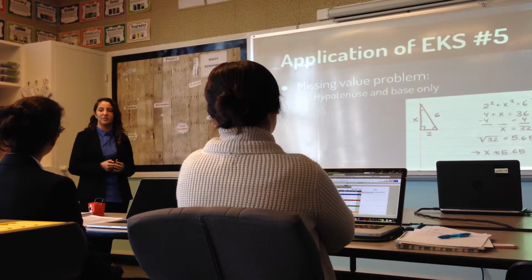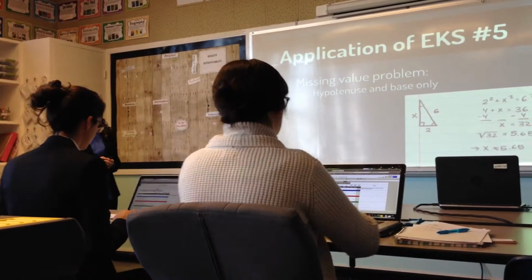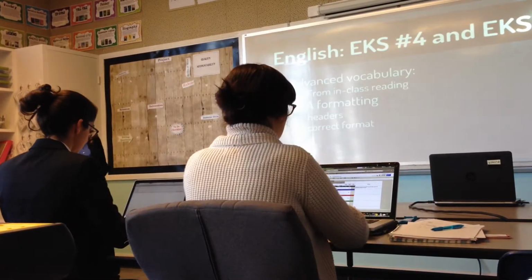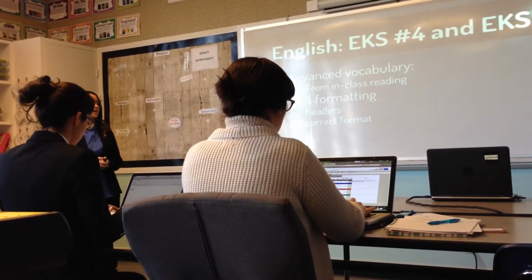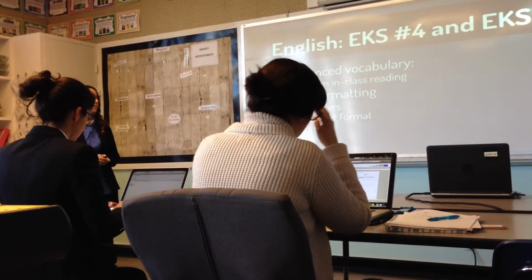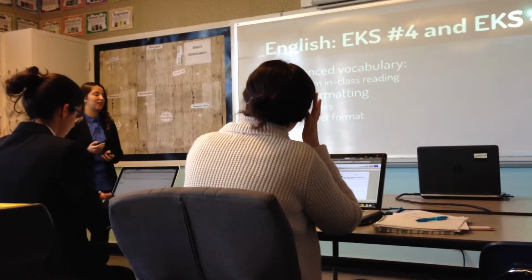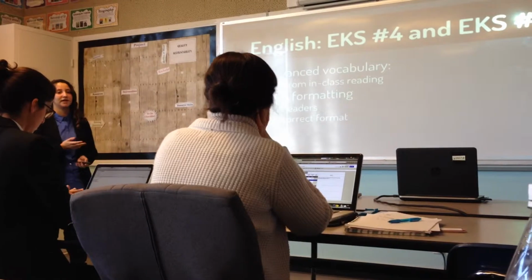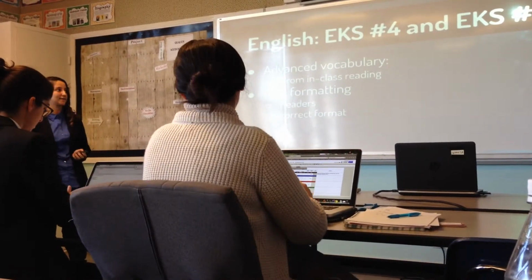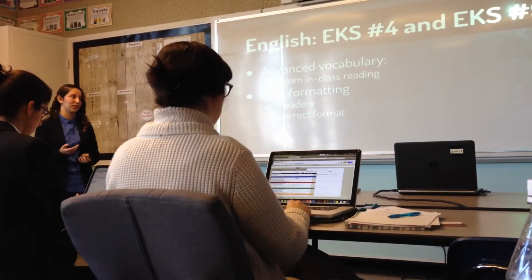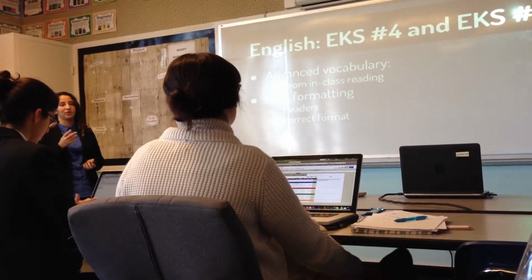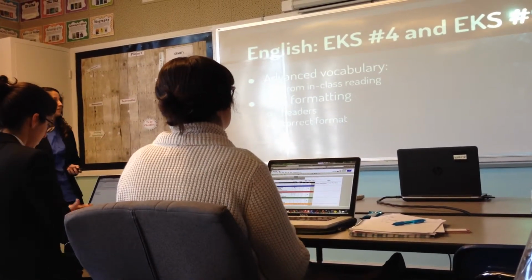This concludes my geometry presentation, and I will now move on to English. For English, I'll be focusing on 2 EKSs, which is EKS number 4 and EKS number 9. EKS number 4 is advanced vocabulary and shows that I can take in and comprehend vocabulary taken from literature that is read in class. EKS number 9 tells me that I'm able to do MLA formatting on my essays and write correct headers on my paper.